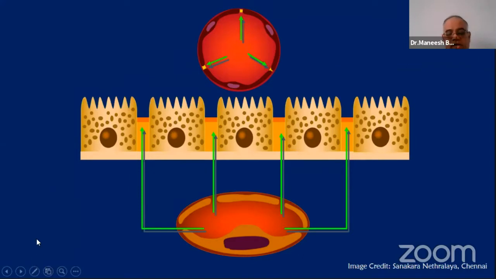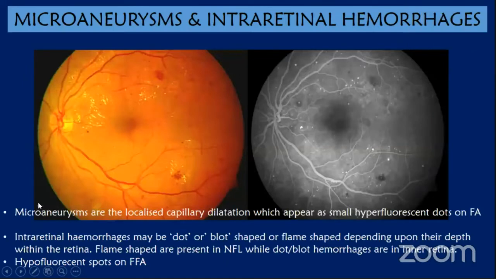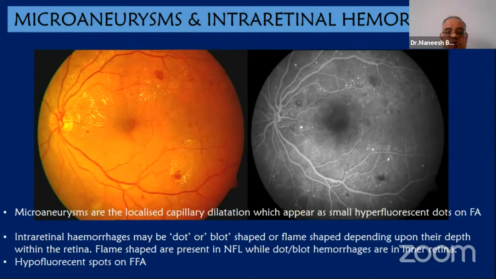We all know about the various phases of fluorescein angiography, so I'll skip that and let us go to commonly seen lesions in diabetic retinopathy on fluorescein angiography. The most common ones are microaneurysms and intraretinal hemorrhages, which may be difficult to detect or separate on clinical examination. The microaneurysms are localized capillary dilatations, which appear as small hyperfluorescent dots, while the intraretinal hemorrhages, which may be dot or blotch shaped or flame shaped depending on their depth in the retina, appear as hypofluorescent spots.